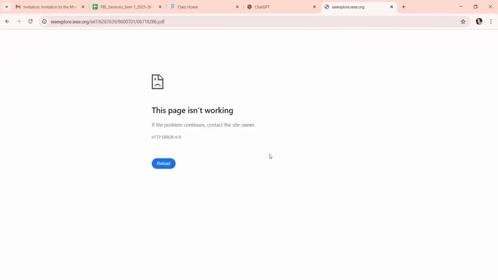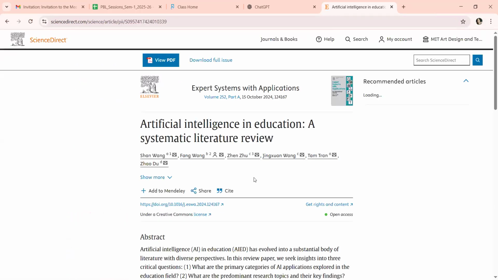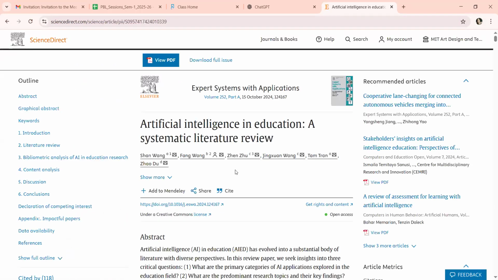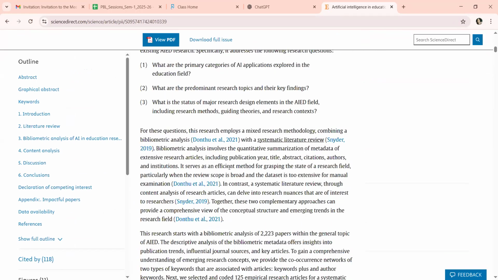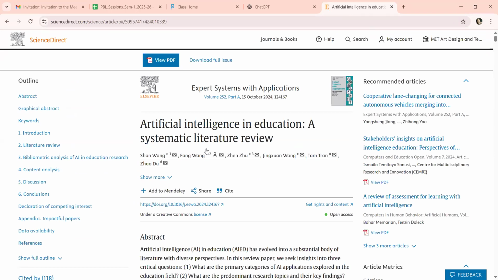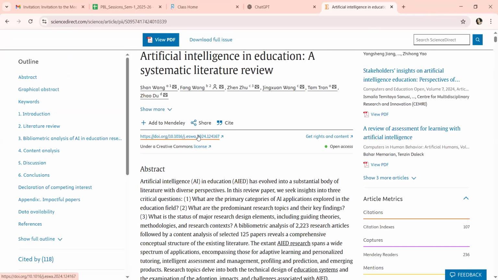If I click, this is not working. We'll go to some other one, ScienceDirect. So this paper is there. Here also the abstract is given, then the introduction. This is a paper which is fully available online. You can view the PDF as well. What I'm trying to say is that when you write a topic, you will get a lot of research papers related to this area, because you plan to work on that particular problem statement.